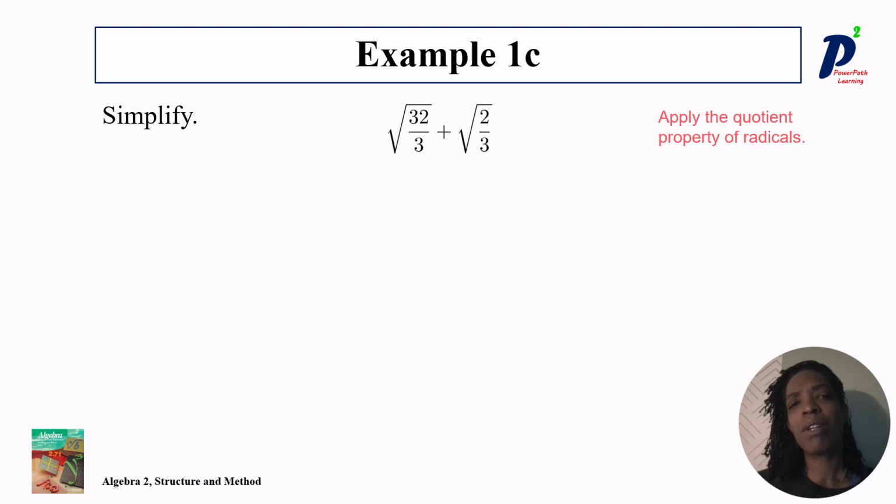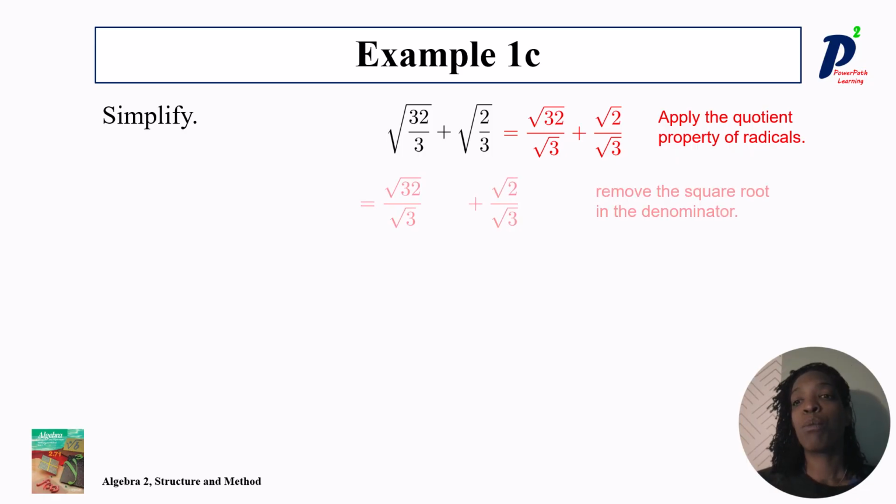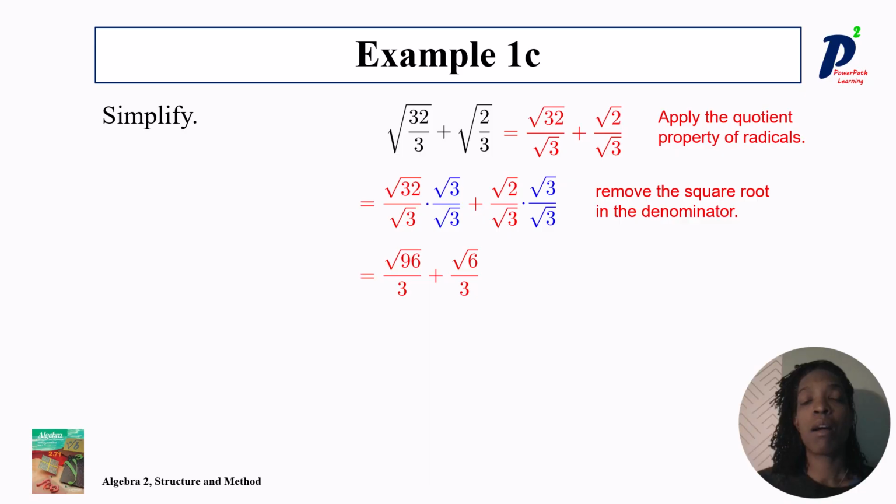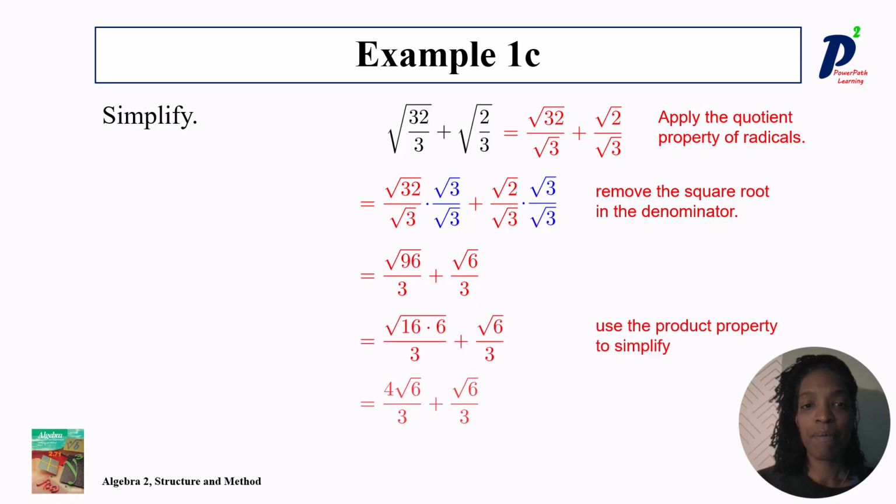Okay, so for this example, I'm going to first apply the quotient property of radicals. So we can take the radical out and apply it in the numerator and the denominator. So then I can remove the square root from the denominator by multiplying by the square root of the denominator. Now I can apply the product property to simplify. Then I'm going to add like terms to get 5 rad 6 over 3.